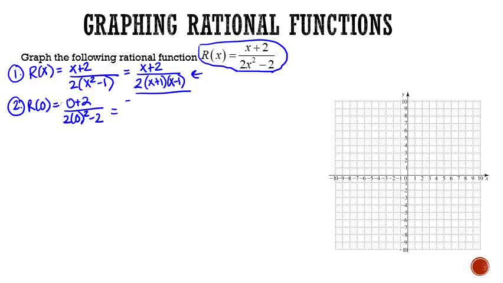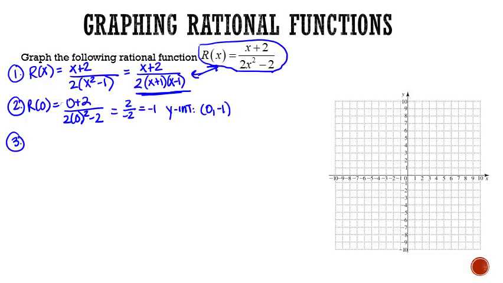So this leaves me with positive 2 over negative 2, which is negative 1. So we have a y-intercept at (0, -1). Now, if you wanted to, you could have used this factored version of this function and you would get the exact same answer.